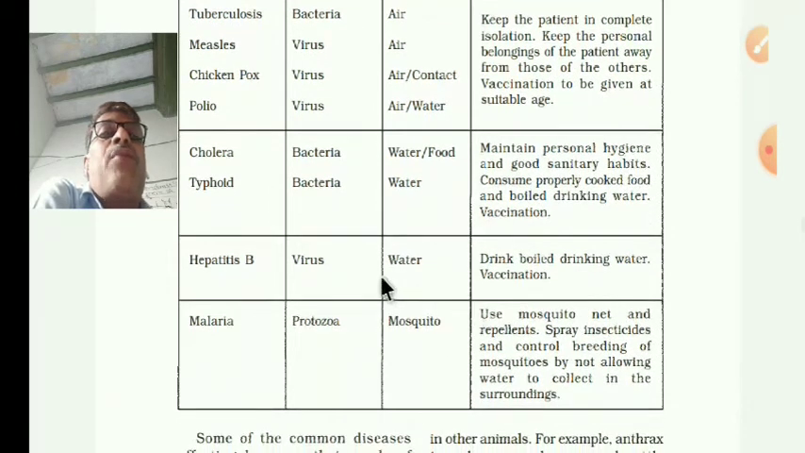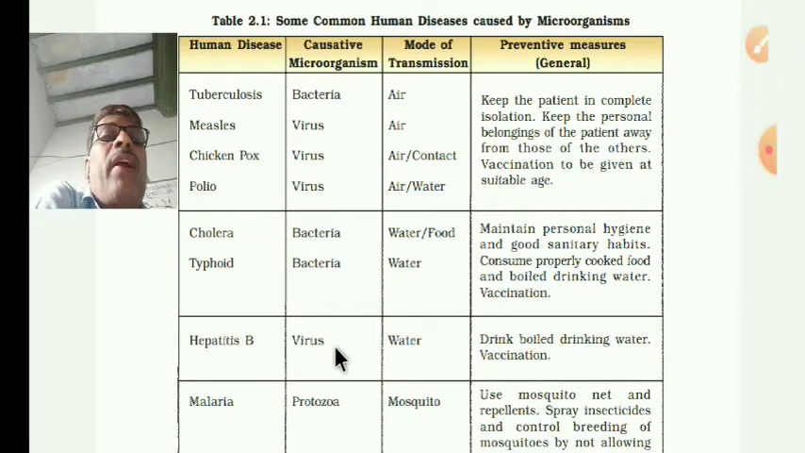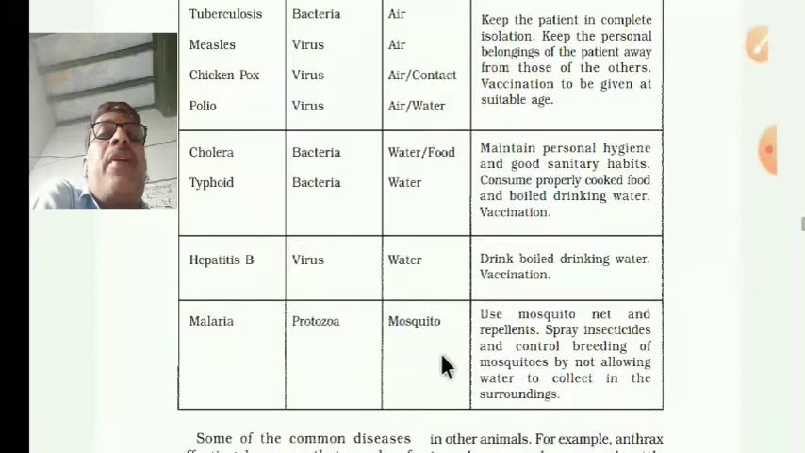Okay, cholera and typhoid we have completed. Now hepatitis B, spreading through a virus, a disease-causing virus, and the mode of transmission is through water. Drinking boiled water and vaccination are the preventive measures. So next one is malaria, caused by the protozoa, spreading through mosquitoes. Use mosquito nets or repellents.